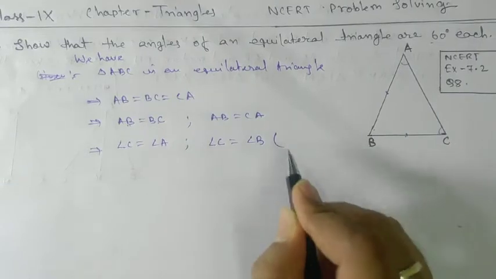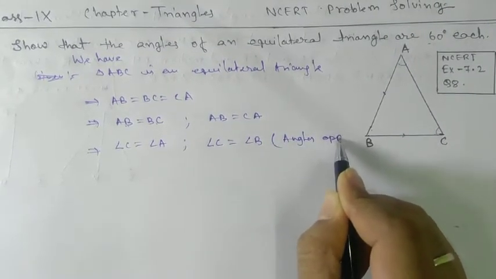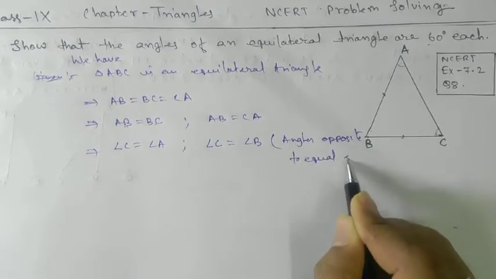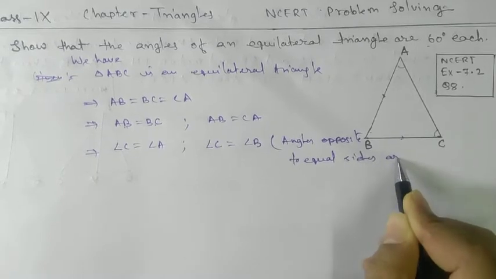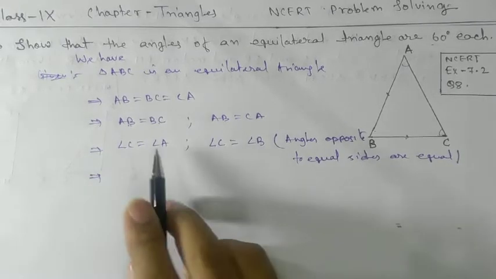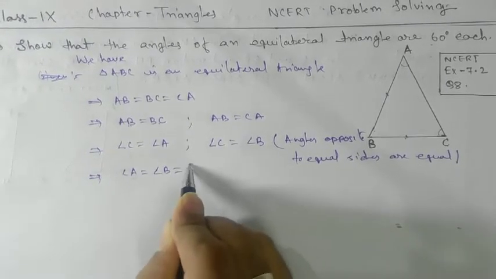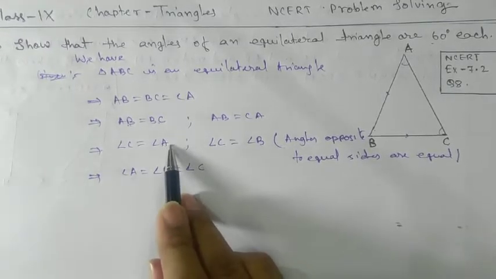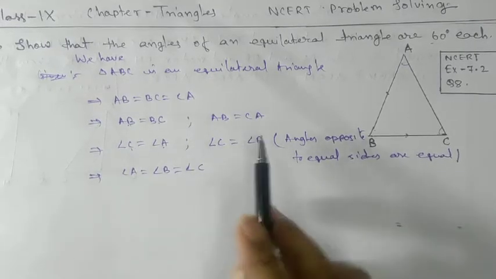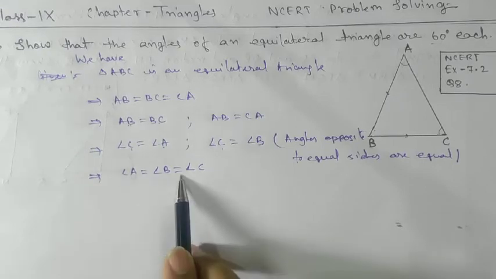We write here the reason. Angles opposite to equal sides are equal. Now from these two we can say that angle A equals angle B equals angle C. So how? Things which are equal to the same thing are equal to one another. So here angle A equals angle C and angle B equals angle C. That means all three are equal.